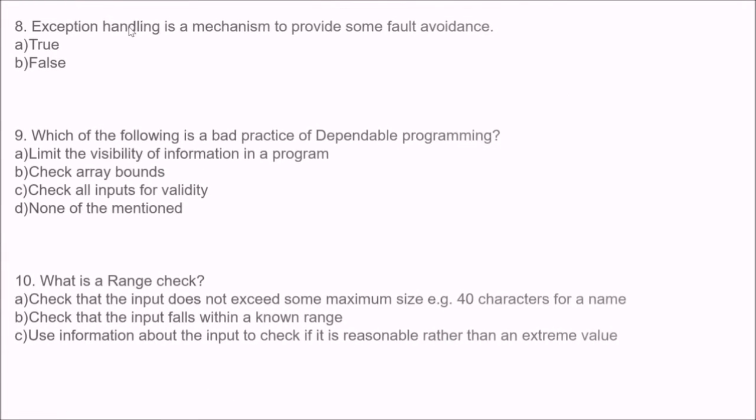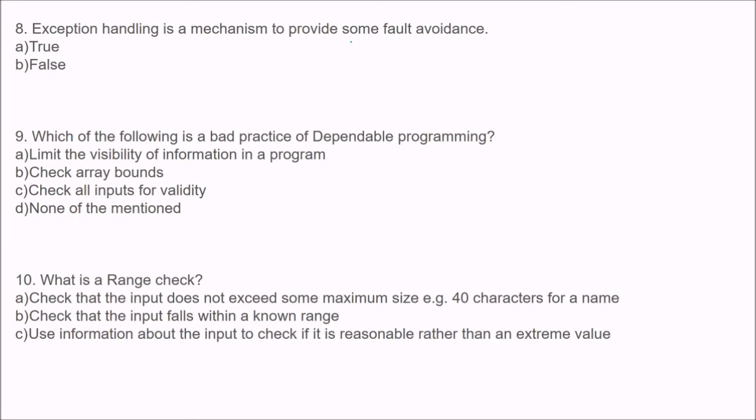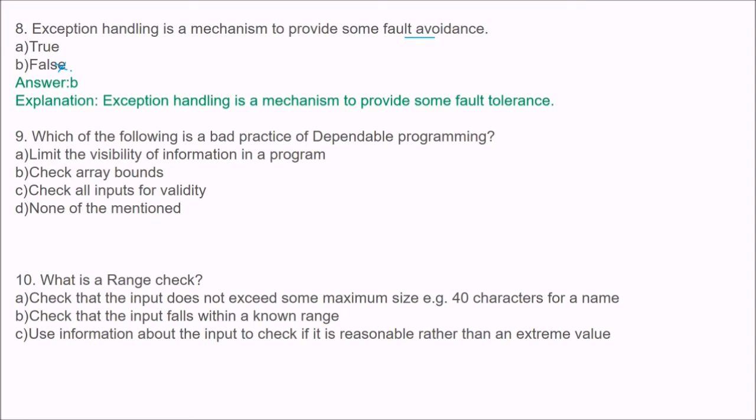Now next is, exception handling is a mechanism to provide some fault avoidance. Is it true or false? The answer is false, because exception handling is not considered fault avoidance, but it is a mechanism to provide some fault tolerance.